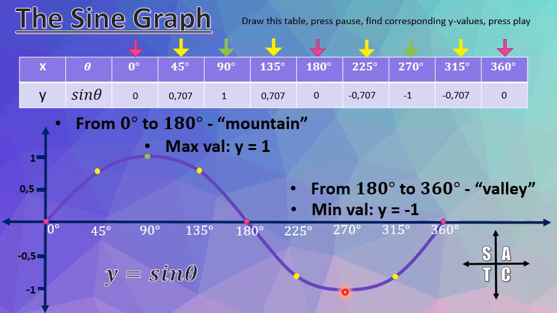Another thing I'd like you to notice, can you remember our quadrant 1 is from 0 to 90 degrees, and our quadrant 2 is from 90 to 180 degrees. Look at how sine, according to the CAST diagram, is positive in quadrant 1 and quadrant 2. So in the interval 0 degrees all the way to 180 degrees, sine is positive. What does that mean on a graph?